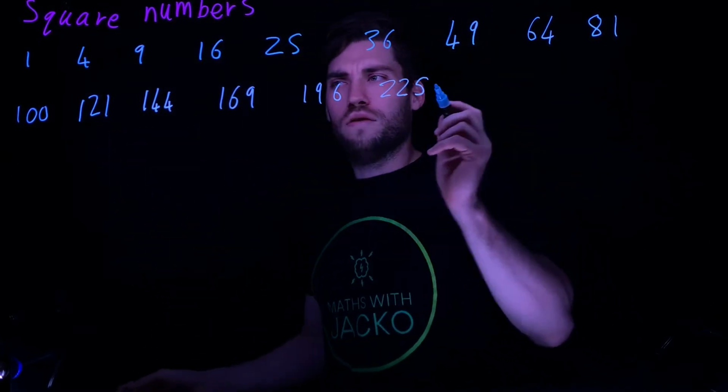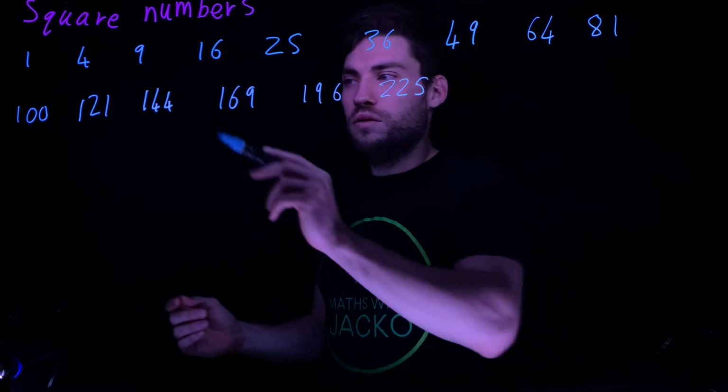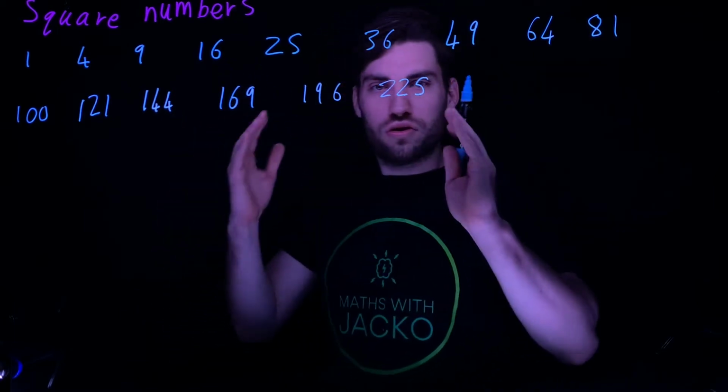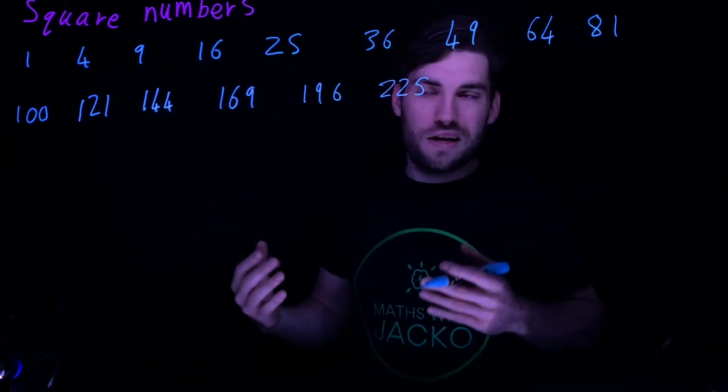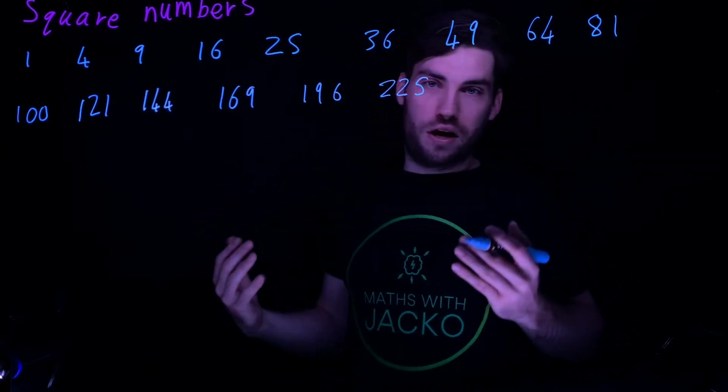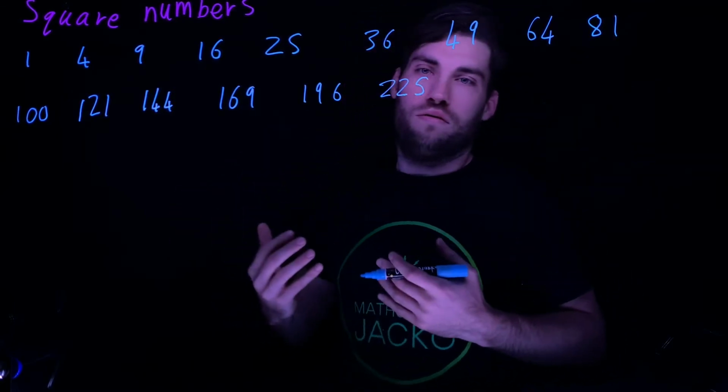And in primary school, a lot of you learn up to the 12th square number, which is 144, but it's good to know off the top of your head the first 15. Now, let's go into why they are square numbers. We're just going to pick out a few of them, okay?